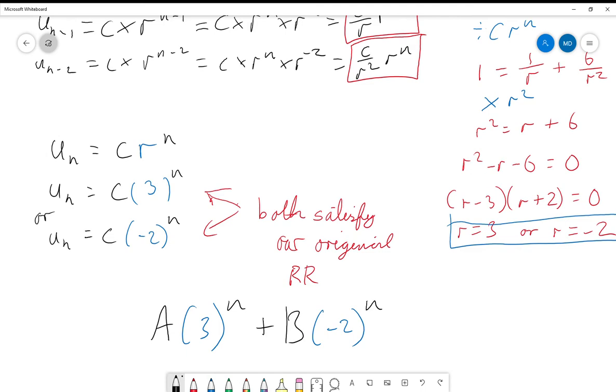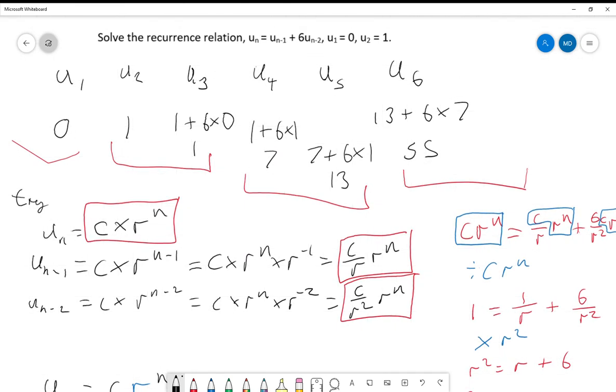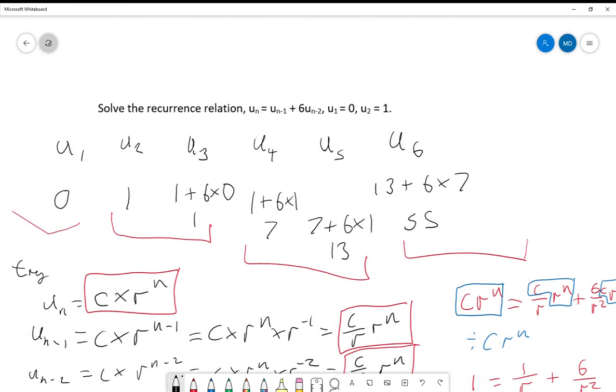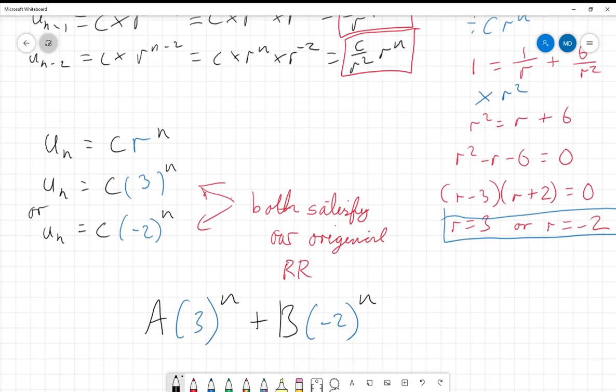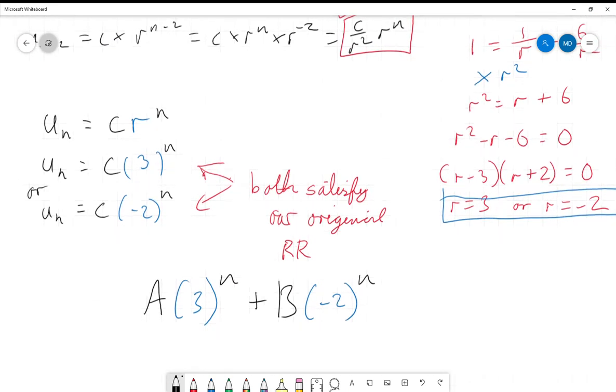Because if each of them satisfy, if each of them effectively all work out nicely, or if we go back up here and rearrange it to un minus 1 minus 6 un minus 2 equal to 0, if both of these will make that equation 0, then them added together will also make them 0. Everything is still going to cancel out when they're added, just as if they didn't. So our un is going to be of this form. And our coefficients are 3 and negative 2 there.